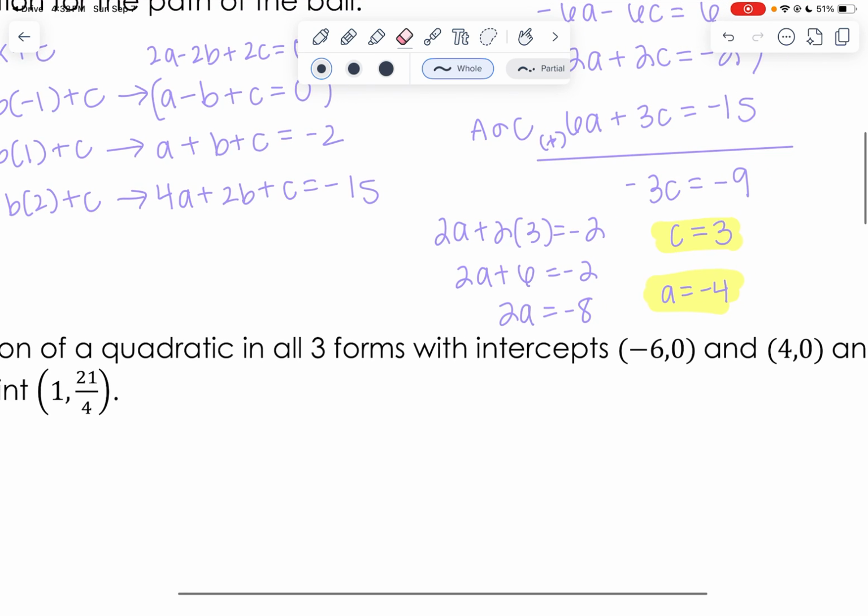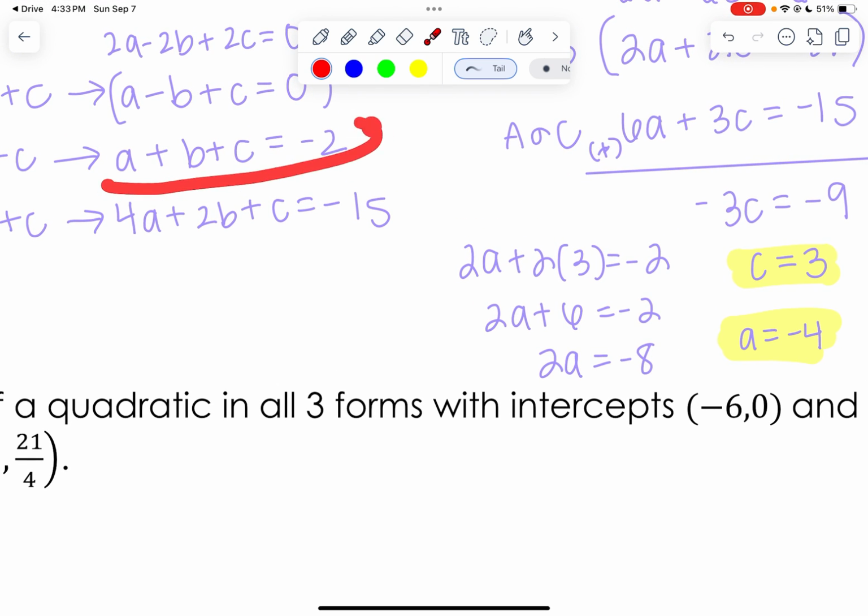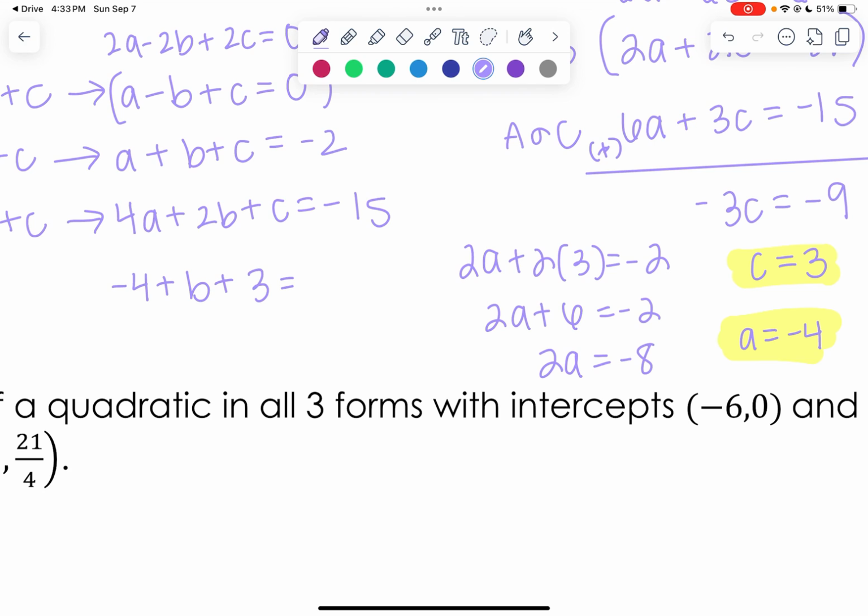My bad, y'all. Okay, a is negative 4, c is 3, so I'm going to come back over here and plug it in. I think I miswrote it. So that's going to be negative 4 plus, I don't know what b is, plus I know that c is 3 equals, I plugged it into the middle one, which was negative 2. So then I get negative 1 plus b equals negative 2, and then add the 1. So then b is going to equal negative 1.